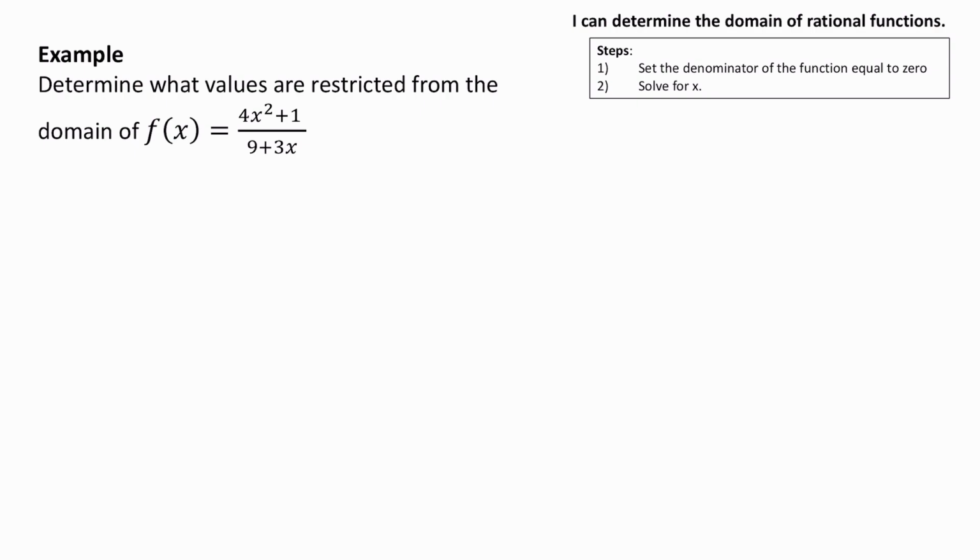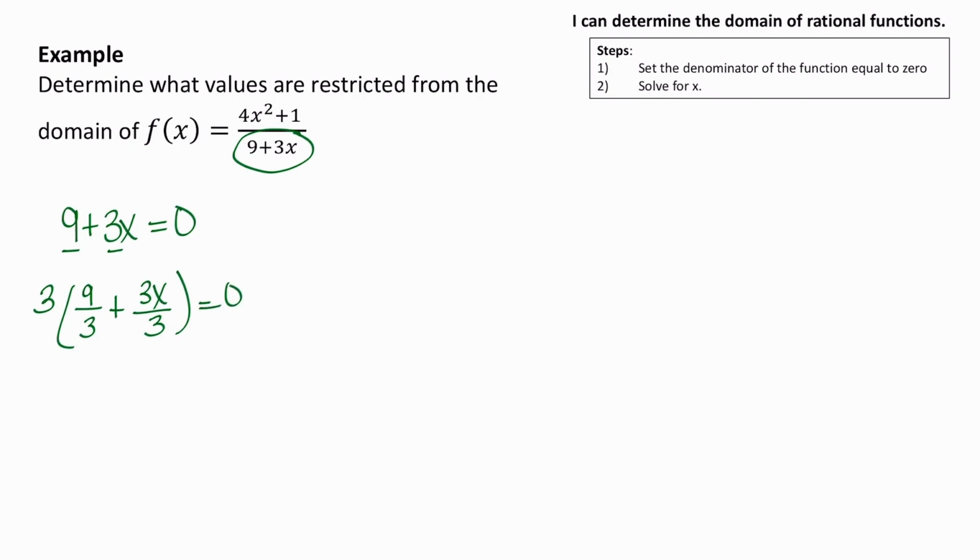Now let's determine what values of x are restricted from the domain of f of x equals 4x squared plus 1 over 9 plus 3x. Once again, we're just going to look at the denominator. So we're going to say 9 plus 3x equals 0, and now we're going to solve this equation. Notice that 9 and 3x have a common factor of 3, so I'm going to divide out that factor of 3 from both terms. That leaves me with 3 times 9 over 3, which is 3, plus 3 over 3, which cancels, and then we have x.